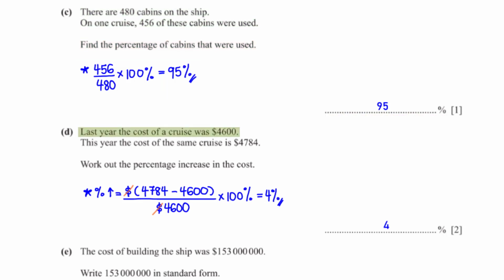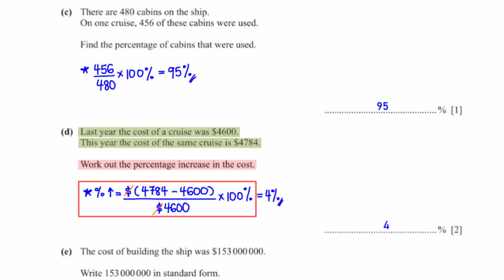Last year, the cost of a cruise was $4,600. This year, the cost of the same cruise is $4,784. Work out the percentage increase in the cost. The percentage increase is equal to the increase in the cost, which is $4,784 minus $4,600, divided by the initial cost, which is $4,600, times 100%. This gives us 4%.